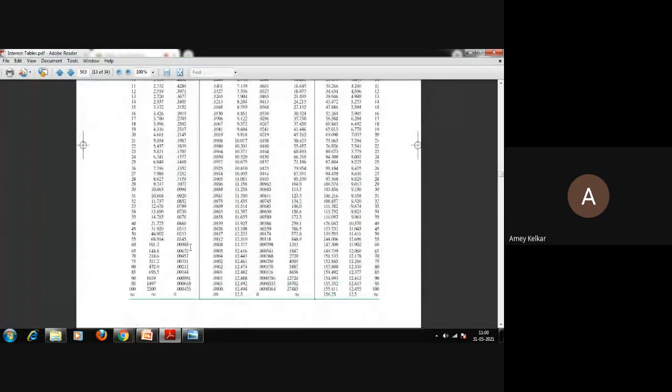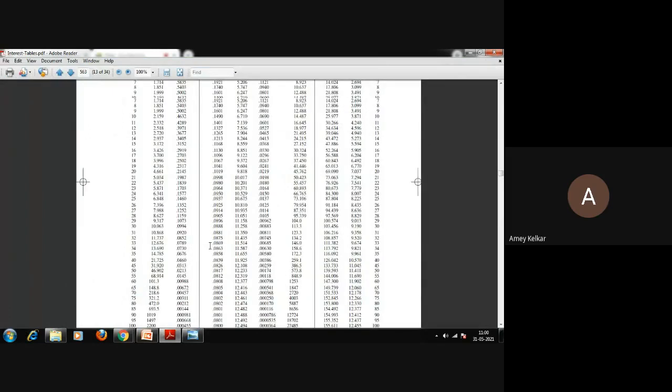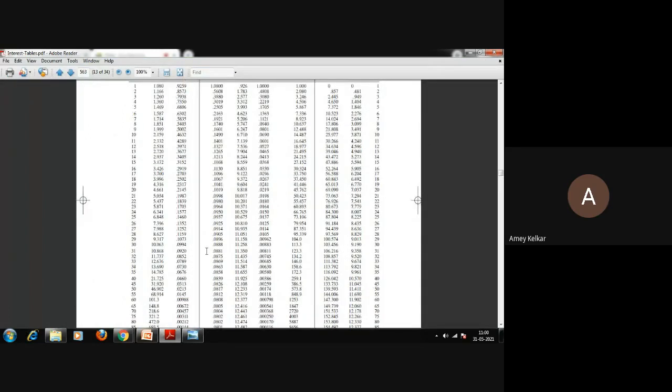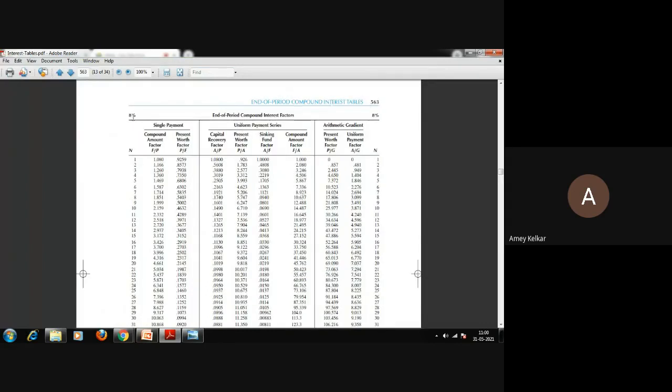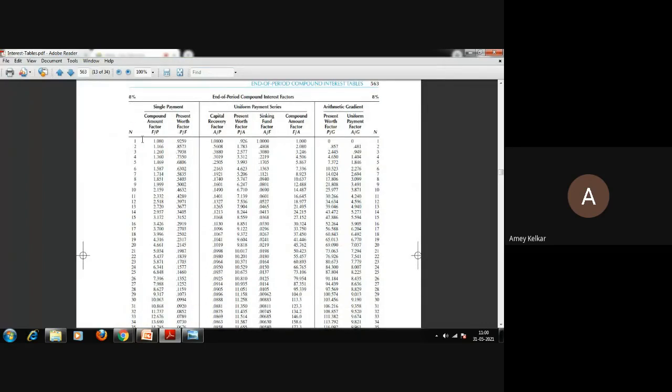So all those things, if you go to a bank manager and ask them if this is the loan, this is the interest, they put it in one software and tell you. Those softwares are all based on these tables. So 8%, and my period is how much? 10 years, right? Now tell me which column I have to see.